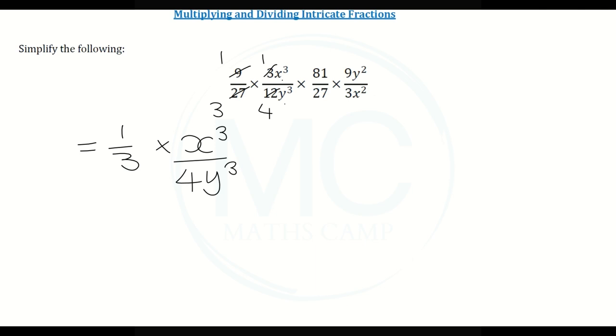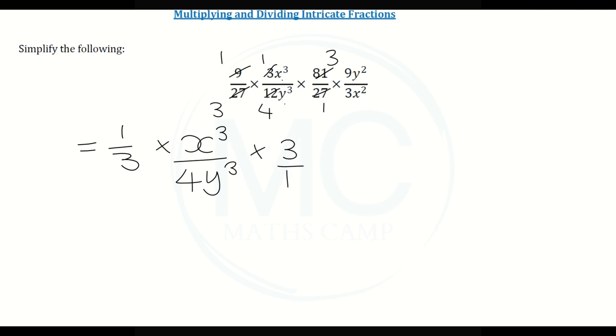Our third fraction is 81 over 27. 81 is divisible by 27. When you divide, you get 3. So in this case, 27 divided by 27 is 1. 81 divided by 27 is 3. So now we multiply by 3 over 1.